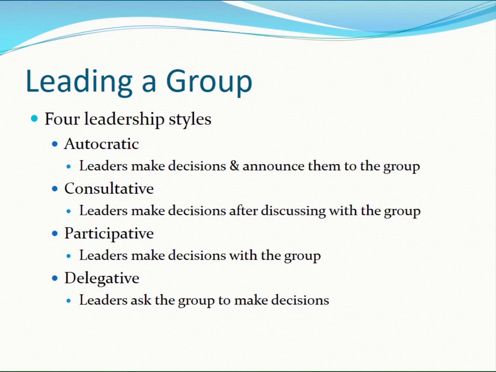Then you have consultative leaders. Consultative leaders make decisions after discussing ideas with the group. So they do ask for opinions. Those opinions may or may not influence the decision of the leader, but they have at least discussed things first. Third, we have participative leadership. This is also known as democratic leadership, where the leaders make decisions with the group. Everyone votes, and all votes count equally.